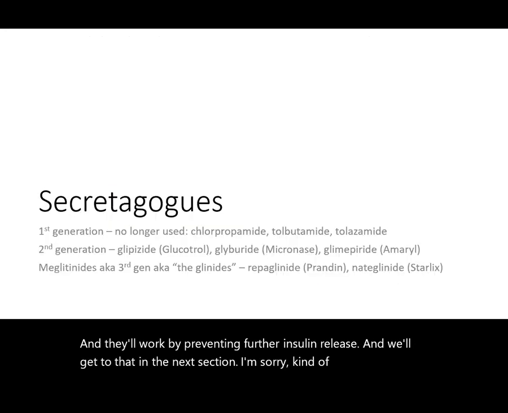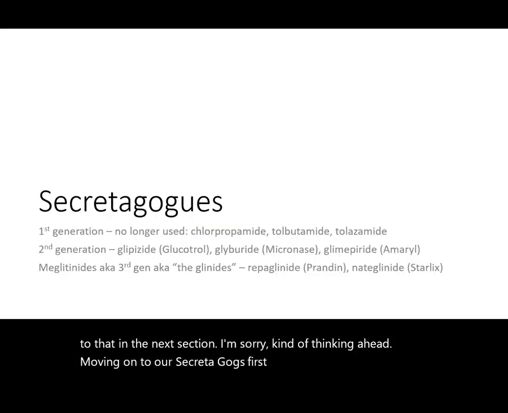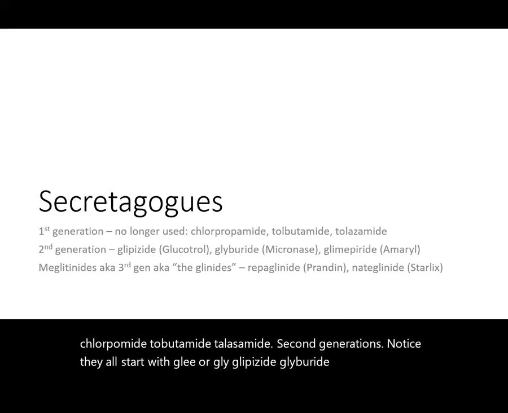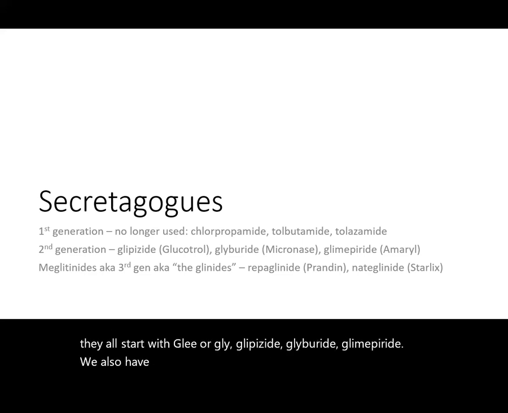Moving on to our secretagogues. First generation, no longer used: chlorpropamide, tolbutamide, tolazamide. Second generation, notice they all start with gly: glipizide, glyburide, glimepiride. We also have our meglitinides, sometimes called the glinides: repaglinide and nateglinide.